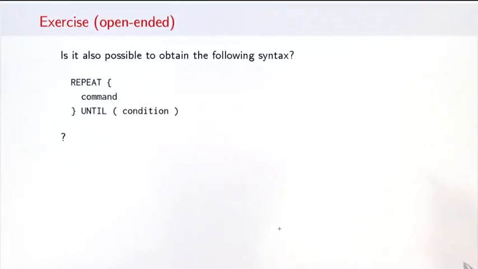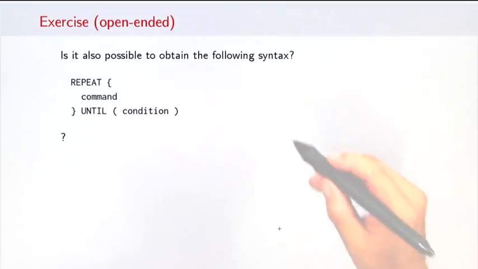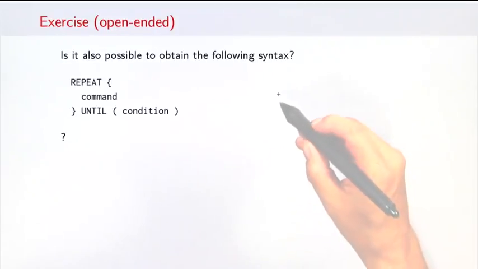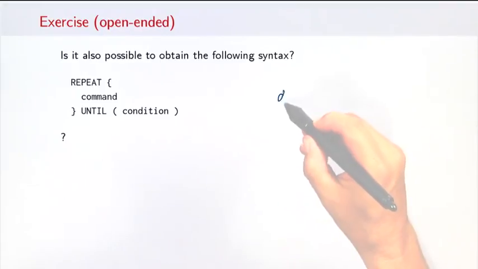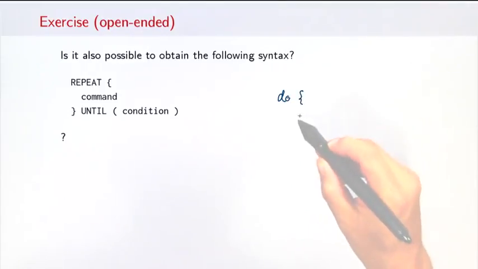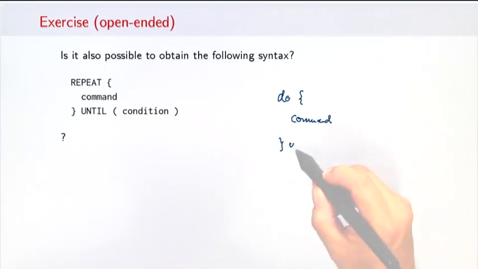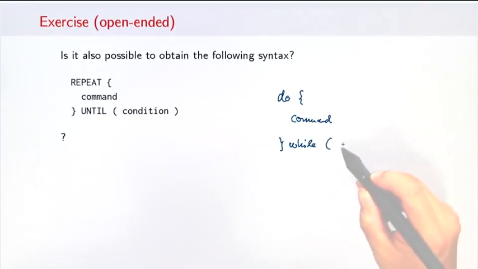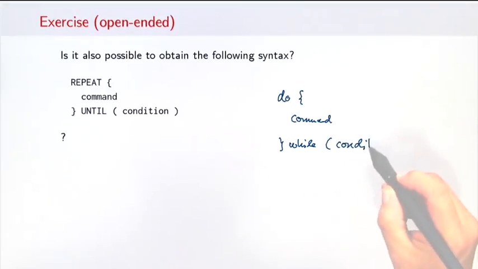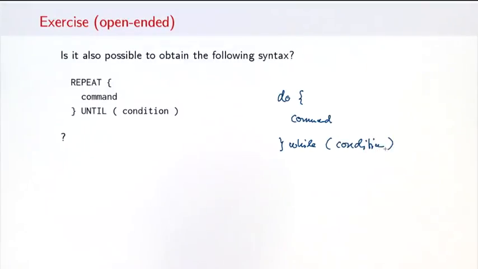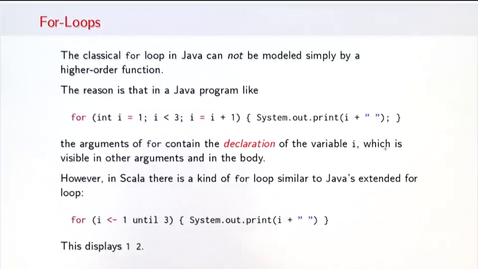Now we've seen two variants of a hypothetical repeat loop. What I haven't told you yet is what syntax Scala actually uses. It turns out neither of the two. What Scala actually uses is the same again as in C or in Java. You write do and then some command. And then you write while and then a condition. So we've seen while loops and repeat loops and do loops.